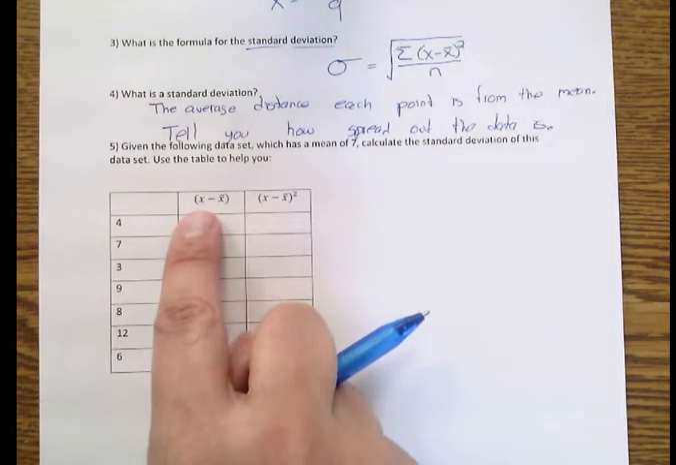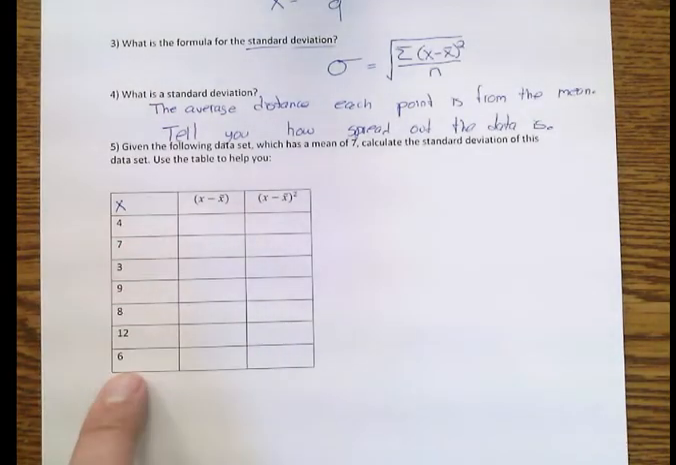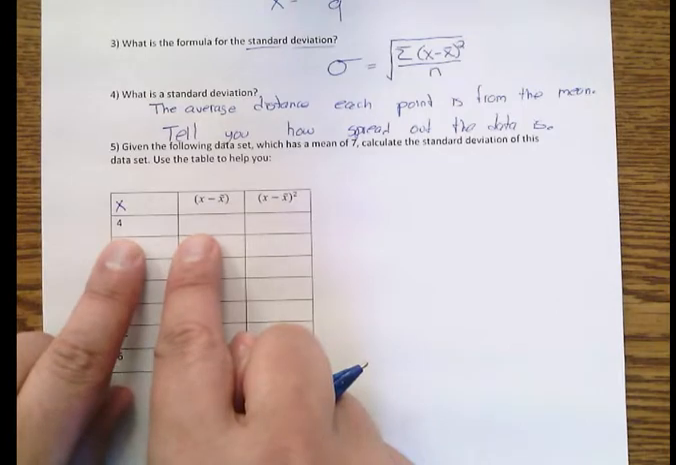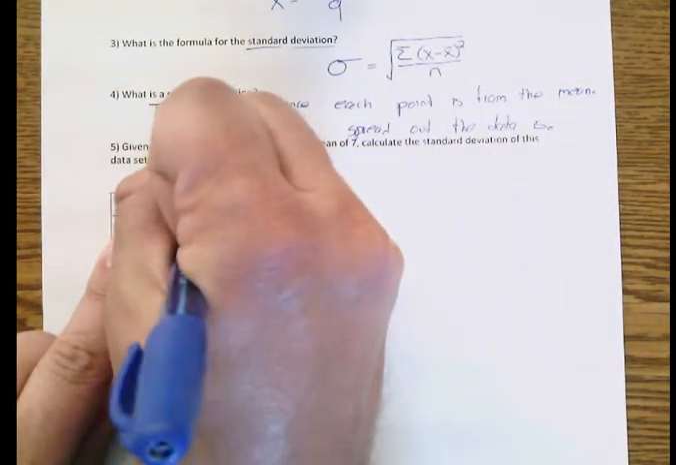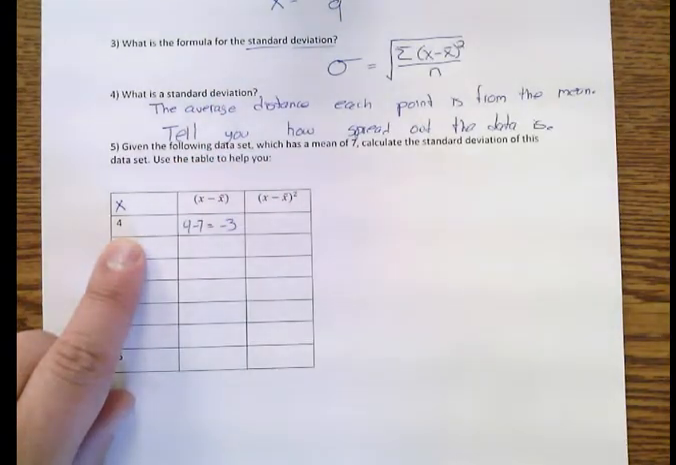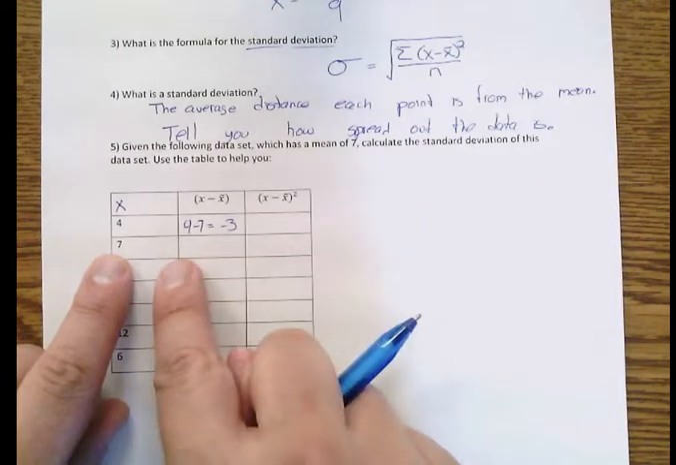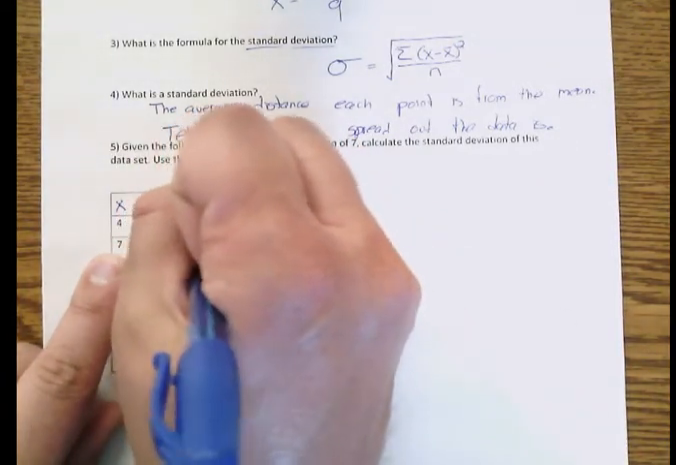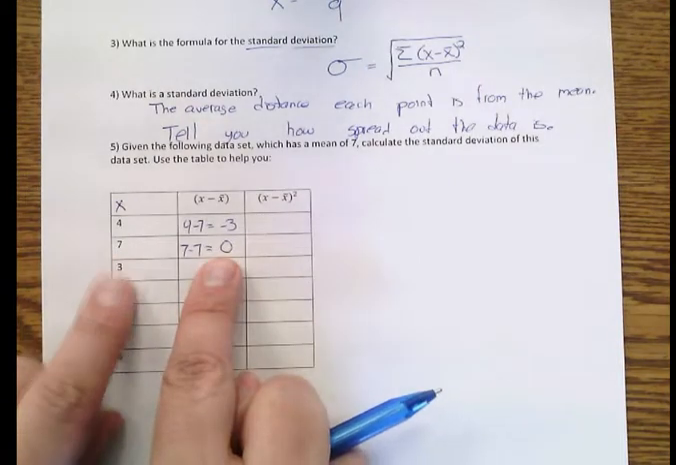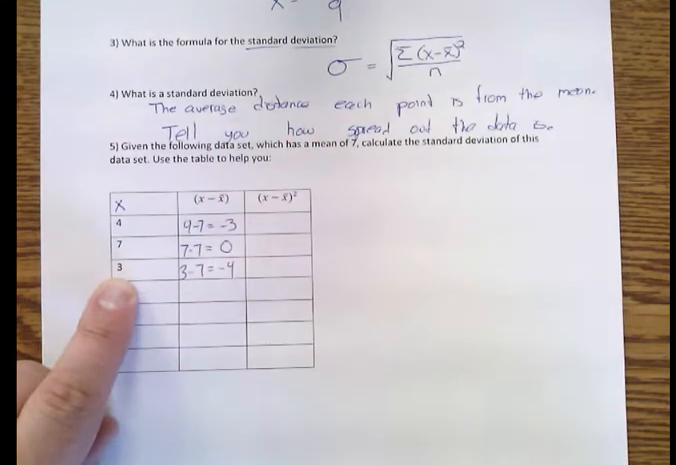Okay, so let's start by doing x minus x bar. X is just the individual data points. X bar is our mean, which is 7. So for this first block, we're doing 4 minus 7, which is negative 3. Okay, so the distance 4 is from the mean is negative 3. Then we do the same with 7: 7 minus 7, which is 0. This is right at the mean, so the distance is 0. Then 3 minus 7, which is negative 4.